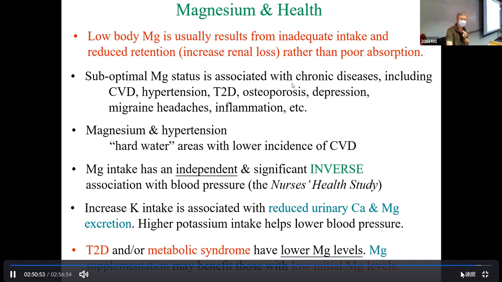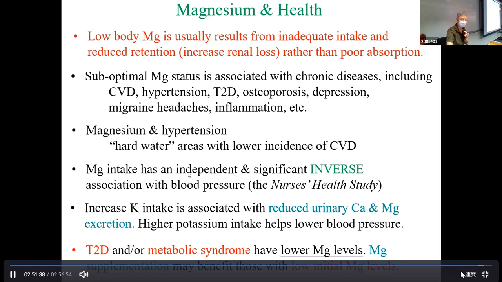Suboptimal magnesium status is associated with a variety of situations, including cardiovascular disease, hypertension, T2D, etc. Magnesium and hypertension: hard water areas have a lower incidence of cardiovascular disease. Hard water means public water supply that contains minerals. So in areas with hard water, the overall incidence of cardiovascular disease is lower, indicating some role of the mineral in the water, which has a positive effect.